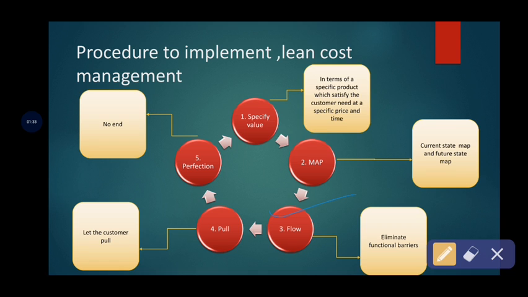So when the lead time of production reduces and the functional barriers and issues are eliminated, then automatically it increases the productivity as per the demand of the customer. So according to demand, the company will be producing the products. So when products are produced according to demand, automatically in the fourth stage the customer pulls the product.